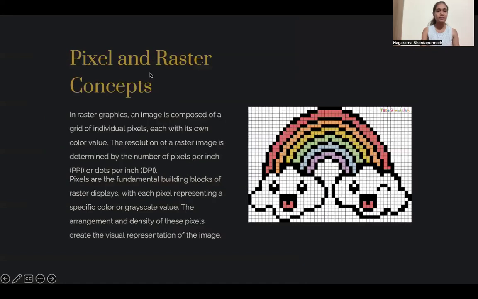In the raster scan system and pixel concepts, an image is composed of a grid of individual pixels, each with its own color value. The resolution of the raster image is determined by the number of pixels per inch or dots per inch. The pixels are the fundamental building blocks of the raster display, with each pixel representing a specific color or grayscale value. The arrangement and the density of these pixels create the visual representation of the image.